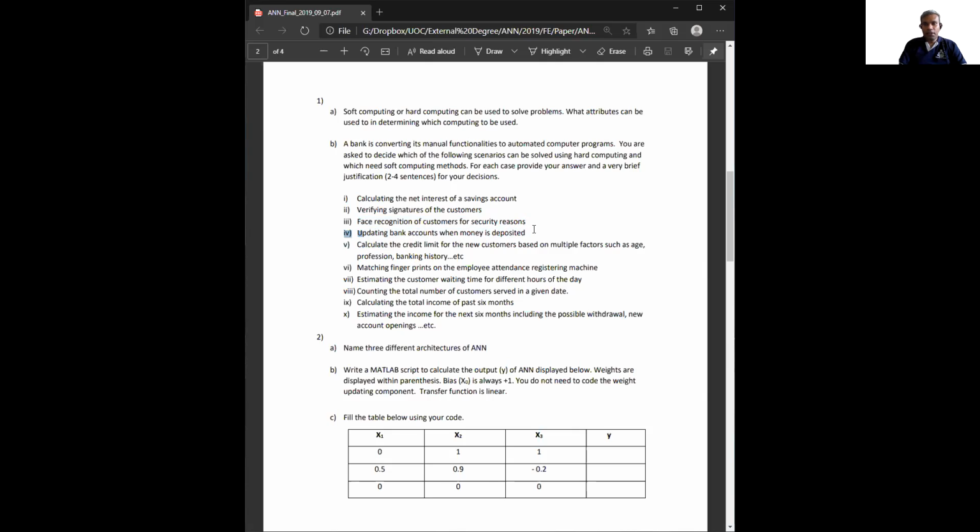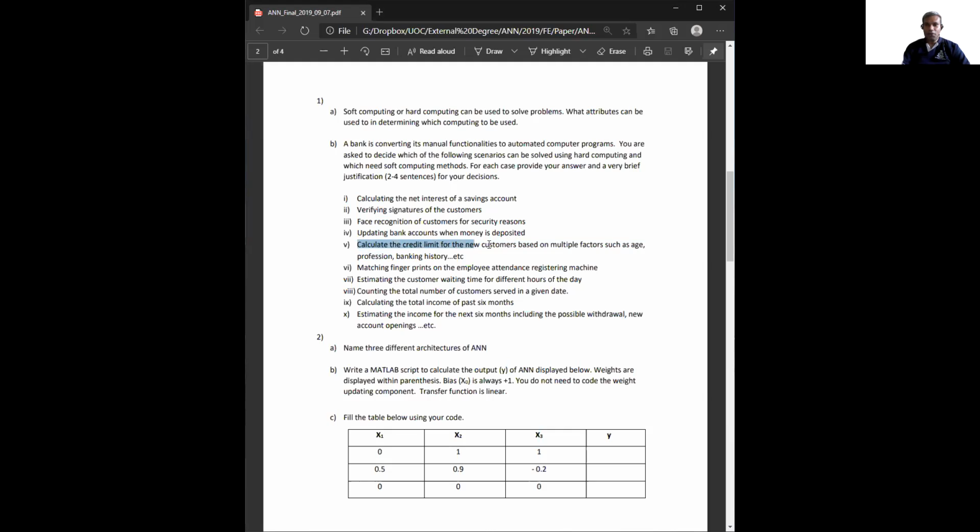Updating the bank account when the money is deposited. That's the easy one, right? Updating the bank account, then you should not probably give it to a neural network which might have certain probability to identify it wrong. You should go with hard computing because everything is there. Right? The data and the rules and everything is there. So it's definitely a hard computing problem.